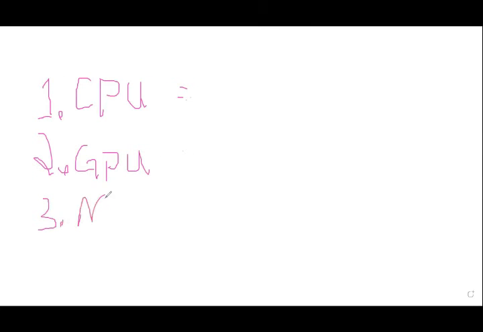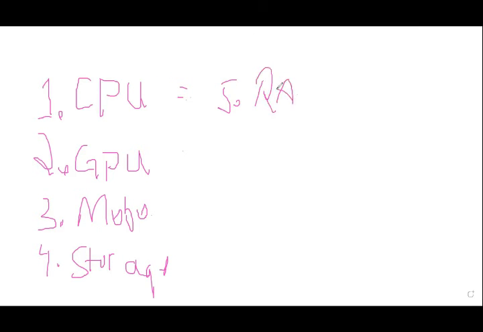First being CPU, then the next being your GPU, or graphic processor unit. Third being your motherboard. I'll just write MOBO for short. And the fourth being your storage. Then we also have the RAM, or the random access memory. Storage is also known as ROM, but we mostly just call it storage for ease of knowing. And in sixth we have the power supply unit, or PSU. And in seventh we have monitors and other peripherals.